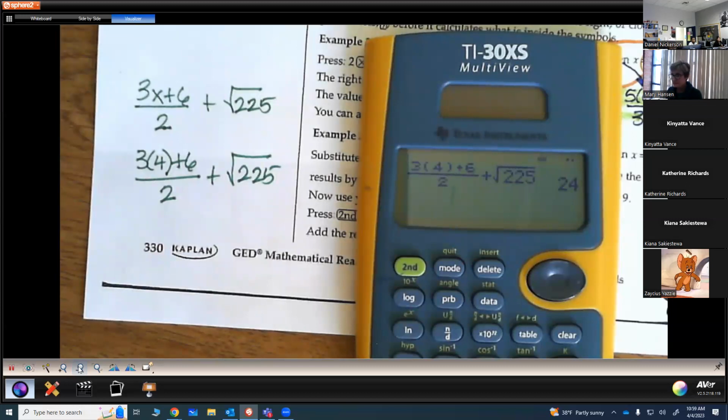Yeah, I got a situation. With the problem in this case, I didn't use the parentheses around the 4, but I still got the same answer as you. But did you put 3 times? You used the times, the X for times?